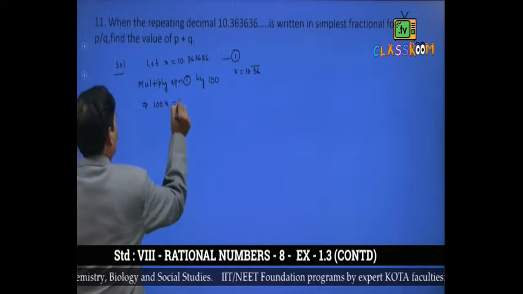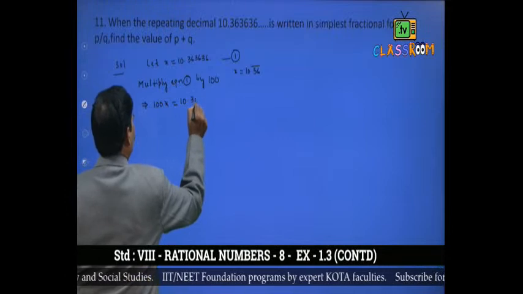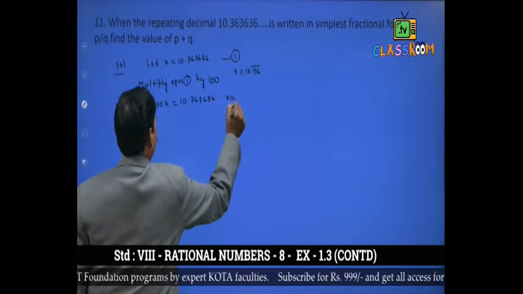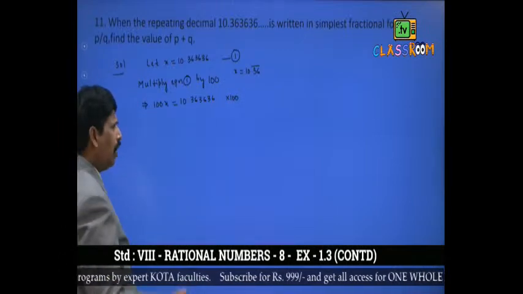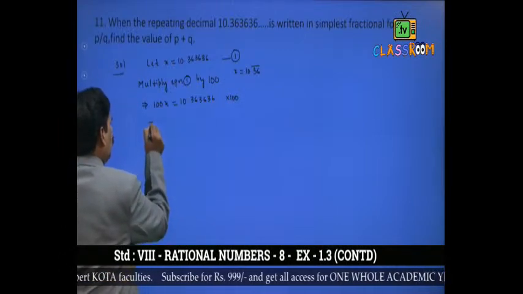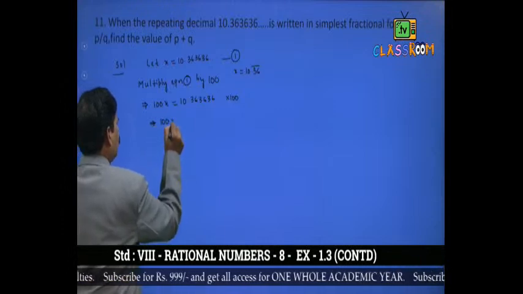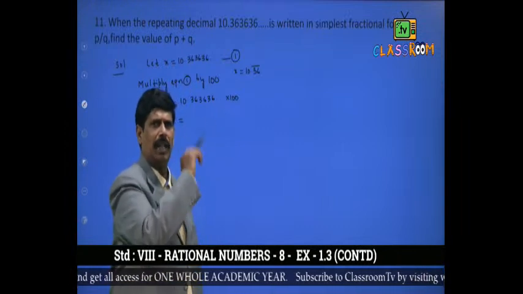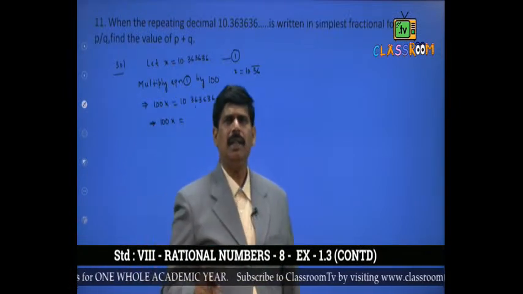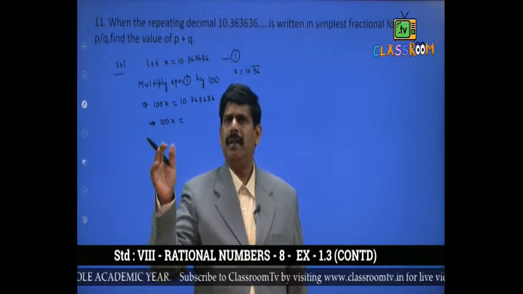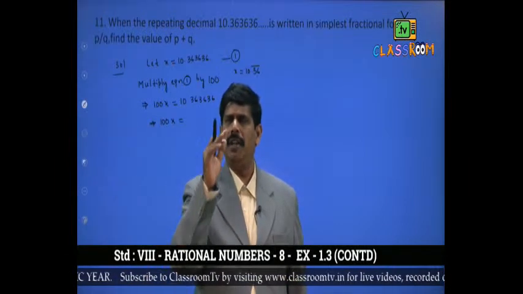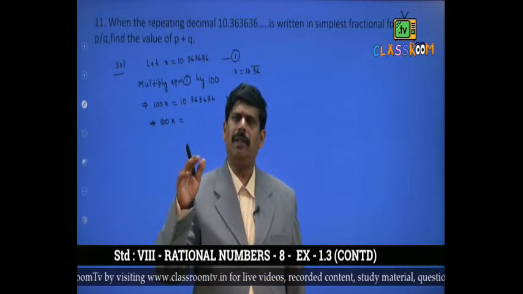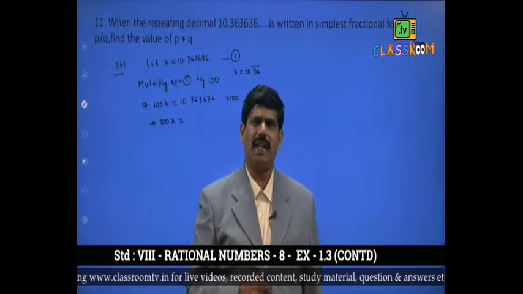100 into x, 100x is equal to 10.363636 so on into 100. Now this is equal to 100 into x, 100x. The point will move 2 places right when you are multiplying. Only one thing you remember here: when you multiply with multiples of 10, the point shifts right side.